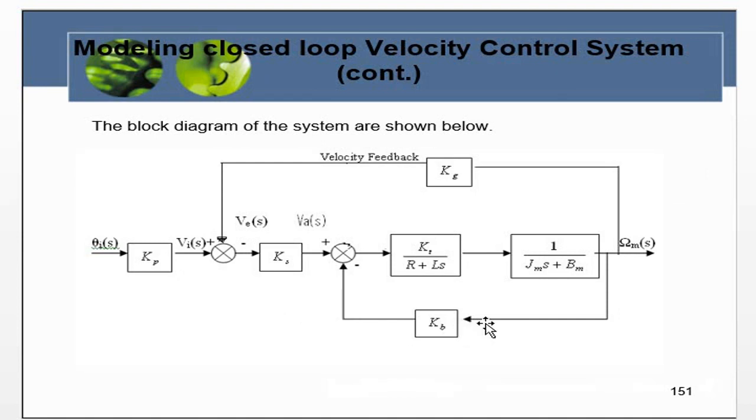The block diagram of the system is like this. It is the velocity feedback. It is the tachometer. This is the motor. This is the amplifier.